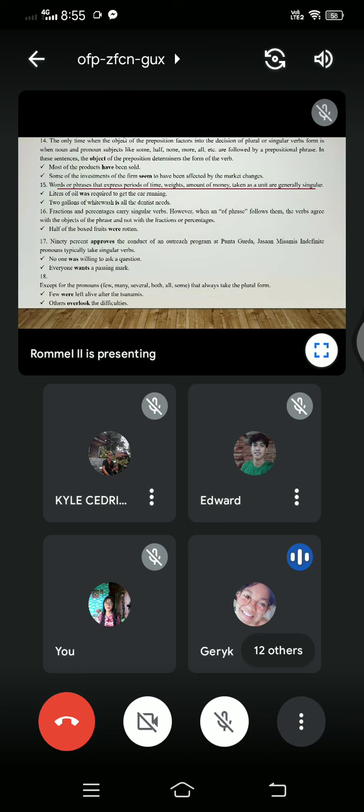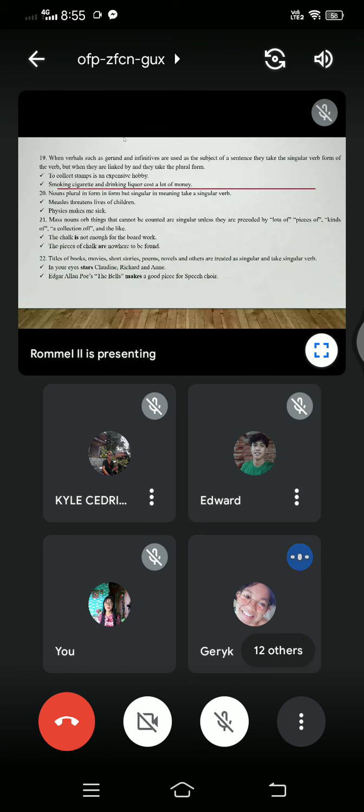Number 17. Indefinite pronouns typically take singular verbs. For example, no one was willing to ask a question. Everyone wants a passing mark. Number 18. Except for the pronouns few, many, several, both, all, some that always take the plural form. Example, few were left alive after the tsunamis. Others overlooked the difficulties.